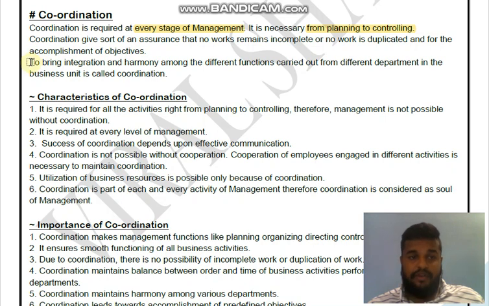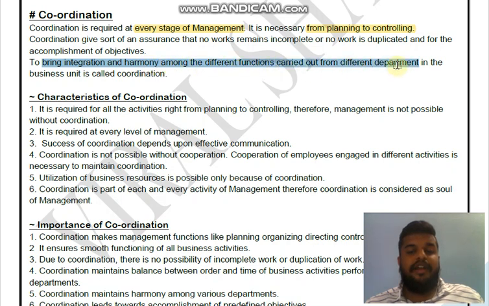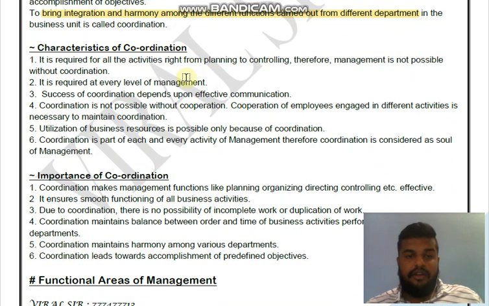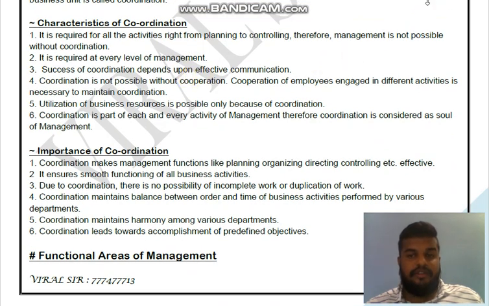Now, what is the definition of coordination? To bring integration and harmony among different functions carried out from different departments in a business unit is called coordination. It always means to bring out integration and harmony between the individuals, between the workers working in the same department or in different departments having the same function or different functions. Clear? Next is characteristics of coordination.